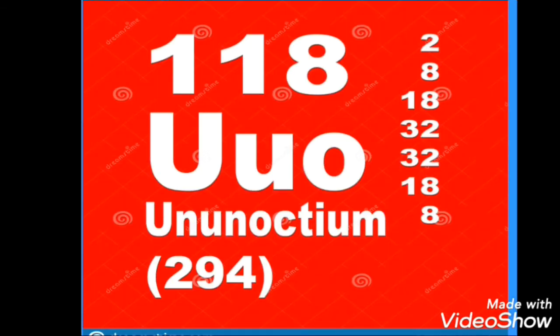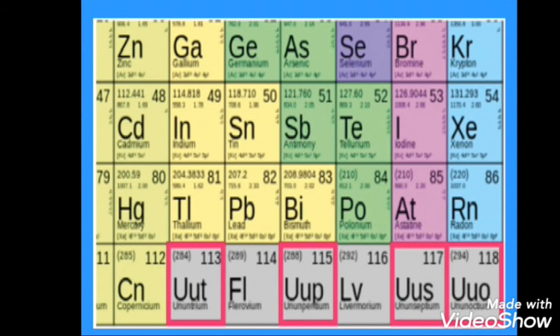A three-letter temporary symbol may be assigned to a newly synthesized element. Ununoctium, Uuo. Here are some examples for the newest elements which have temporary three-lettered symbols. This is carried out by IUPAC, Recommendations of Inorganic Chemistry Division. IUPAC stands for the International Union of Pure and Applied Chemistry.